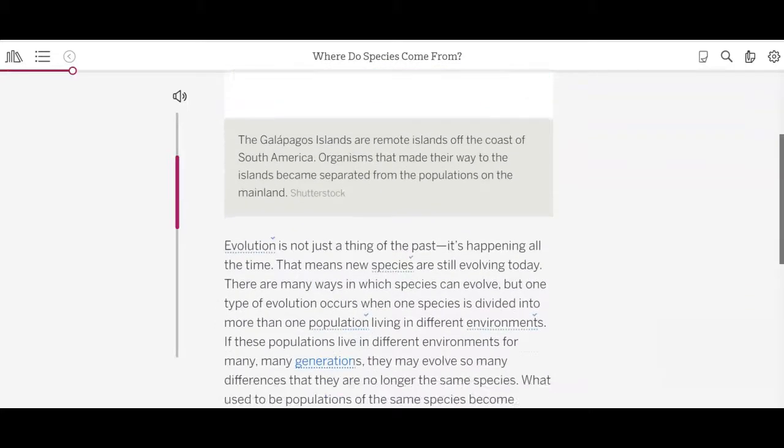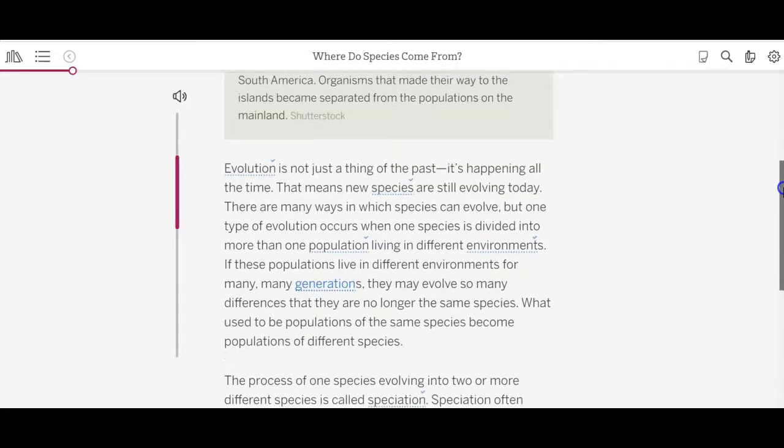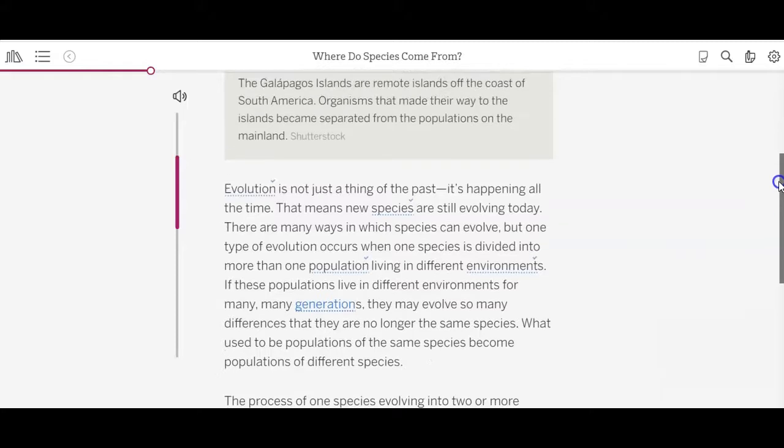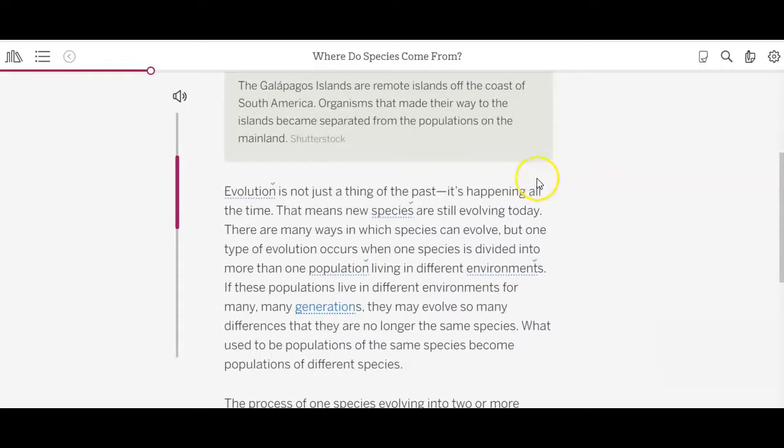So the Galapagos Islands are remote islands off the coast of South America. Organisms that made their way to the island become separated from populations on their mainland. Oh, separated from populations. Not sure what that means. How do they get separated?